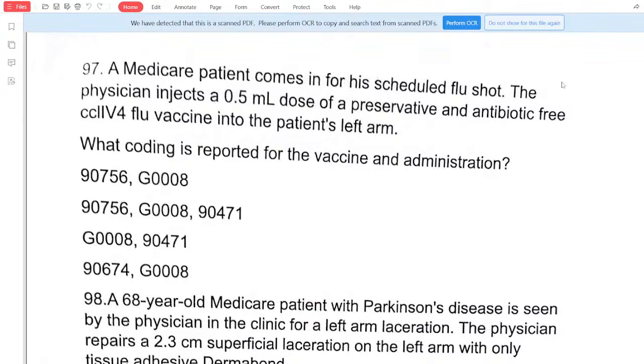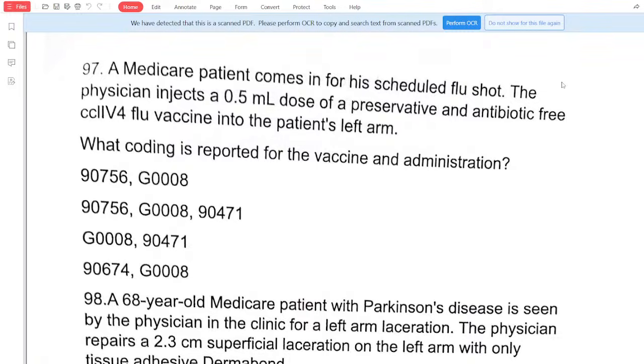Yeah, Monica, right? Option D is the correct answer. 90674 and G0008 is the correct answer. 90674 is actually the code for an influenza virus vaccine. I mean, it is not the administration code. That is formulated as preservative and antibiotic free. Okay, that is separate from our actual administration procedure.